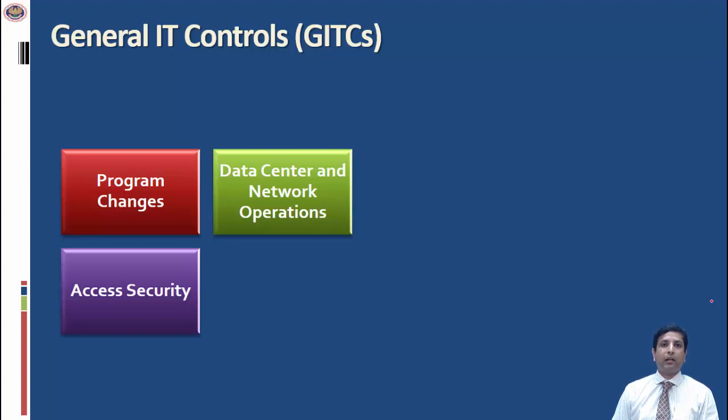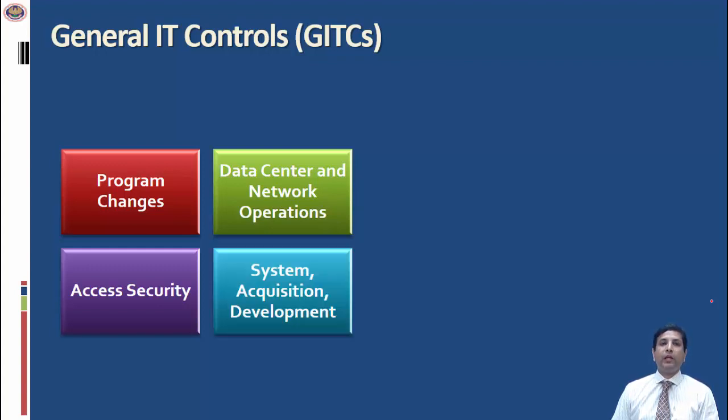Access security is another category or domain of general IT controls. Within this domain, we look at the various layers of access or security which is provided throughout the IT systems or the IT landscape. The other domain is system acquisition or system development. This is when new systems are purchased by the company or implemented throughout the company.